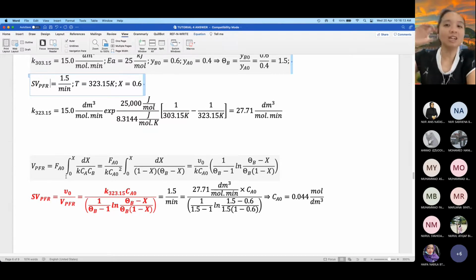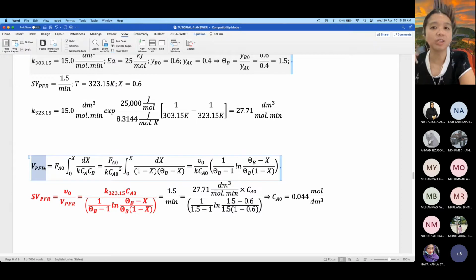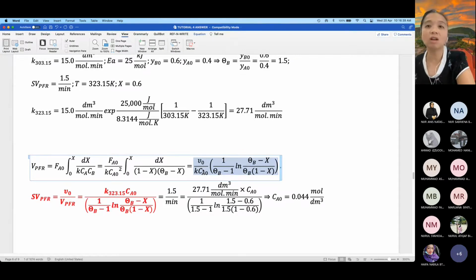Okay, so the second and third versions you can actually use too. It just depends on how you rearrange the equation. For example in this case, I use the second version. The second version says the volume of PFR for liquid PFR, minus RA equals KCACB, is equal to this equation: volume of PFR equals epsilon naught, your initial volumetric flow rate, over KCA naught, in bracket 1 over theta B minus 1, ln of (theta B minus X) over theta B(1 minus X). This is the version with epsilon naught.